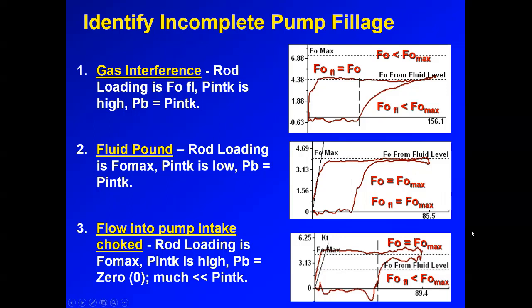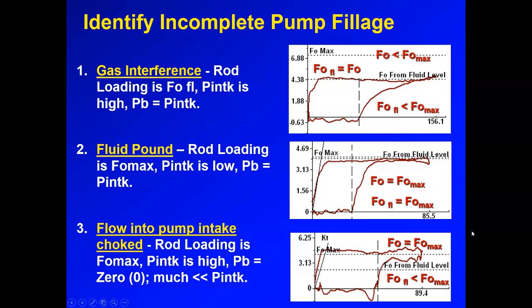So there are reasons why the pump could not be full of liquid. And if the pump is not full of liquid, then we don't have that rectangular shape anymore. There are three main reasons why we have incomplete pump fillage. And one of the most common ones is gas interference.